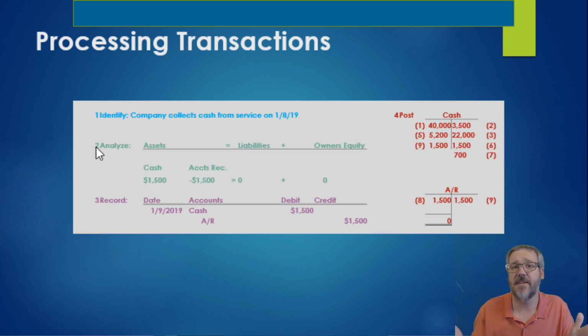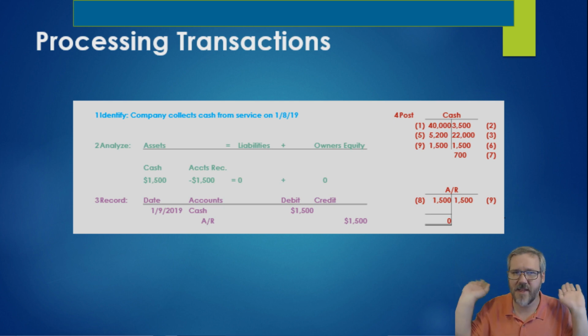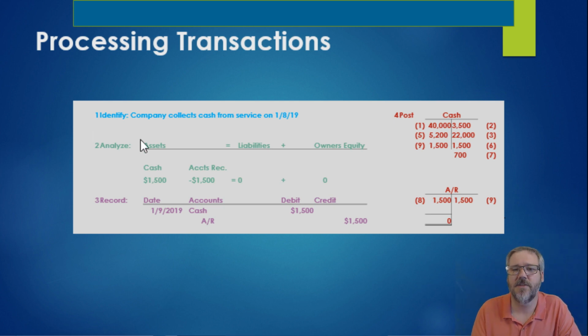But then the very next day, the person that I completed these services for decides to pay me. I don't know, maybe they didn't bring their checkbook. It doesn't really matter, does it? Again, context, don't really care. So when I identify this transaction, the company has collected cash from the service that I performed, again, on 1/8, just the day before. So on the 9th, I am going to collect cash.